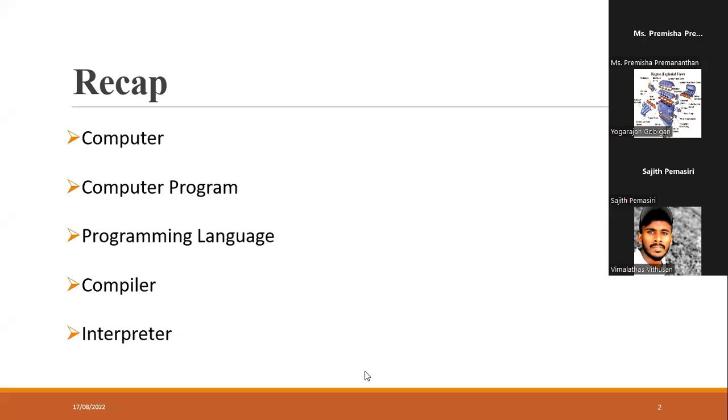Python and Java are examples of languages, but the types we have are machine language, low level language, and high level language. So we have three types of programming languages: machine language, or machine code as we call it, then low level language or assembly language, then high level languages.